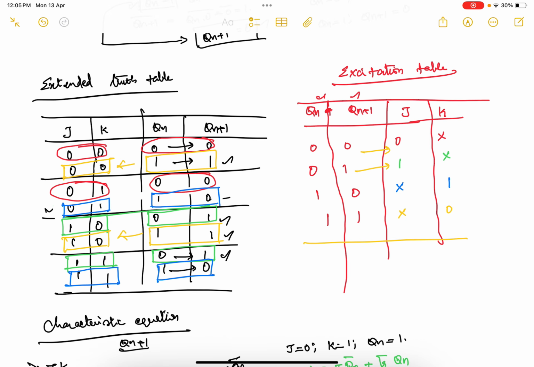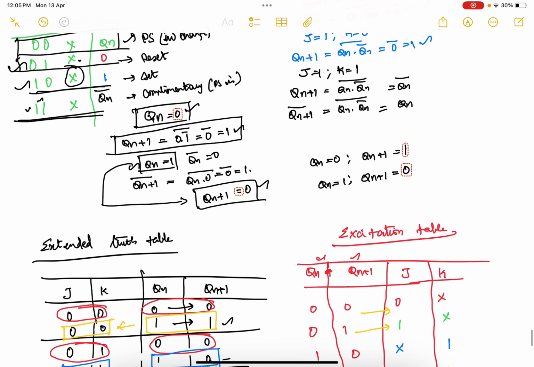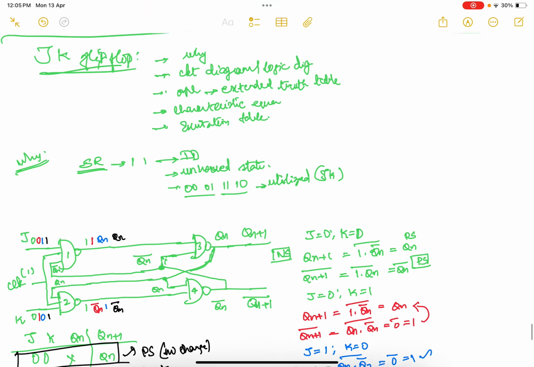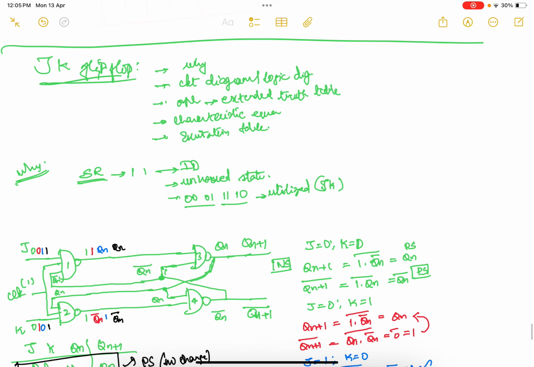Once again we will have a glance at how we started this work. When you talk about the JK flip-flop, it is an advancement of the SR flip-flop. In the SR flip-flop the condition 1 and 1 is underutilized. In order to make the 1 1 condition also utilized, we design this JK flip-flop, where for the 1 and 1 state I also have a desired output.